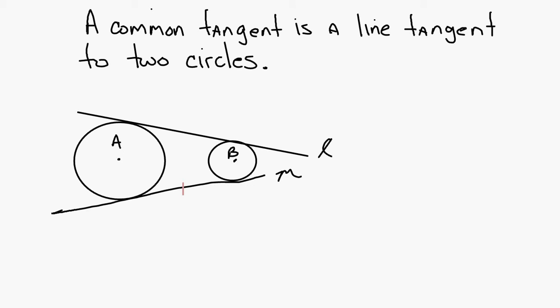And then line M. See if I can get it tangent there. Ah, man. Yeah, a straight edge would help, wouldn't it? Just gotta kind of hit that right there. There. It's tangent right there and there. M is tangent to both circles as well.